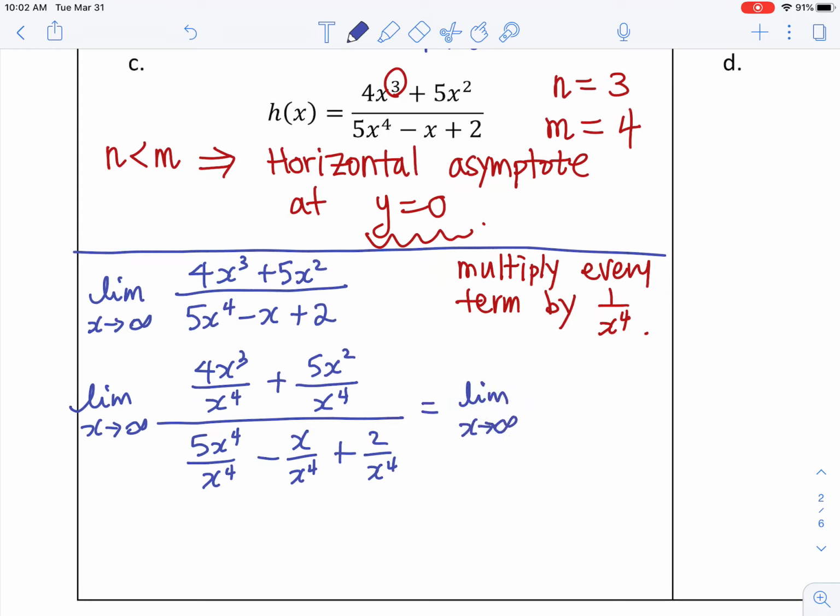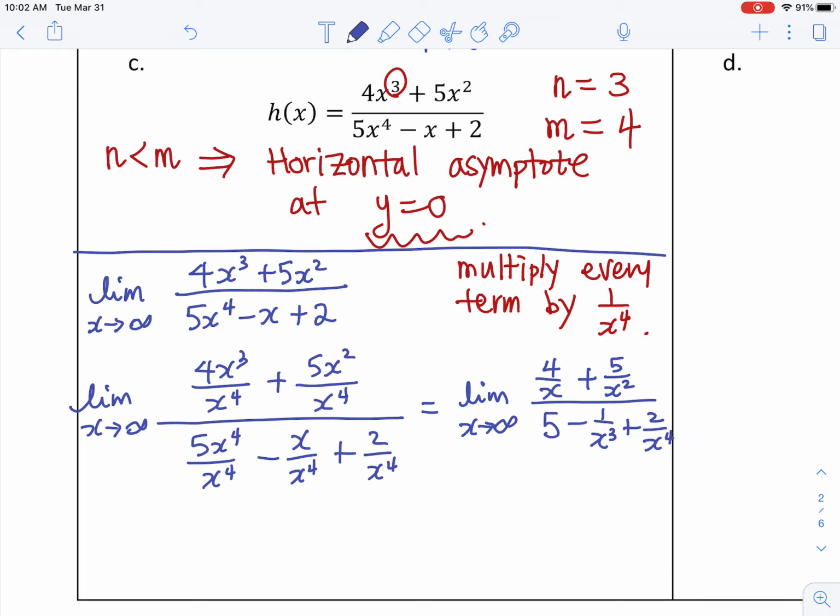Now let's simplify this. Limit as x approaches infinity. So the first term, if you look at this one, what's that going to turn into? That's going to be 4 over x, right? Next one, plus 5 over x squared. Go to the bottom of the fraction. This will just turn into 5 minus 1 over x to the 3rd.